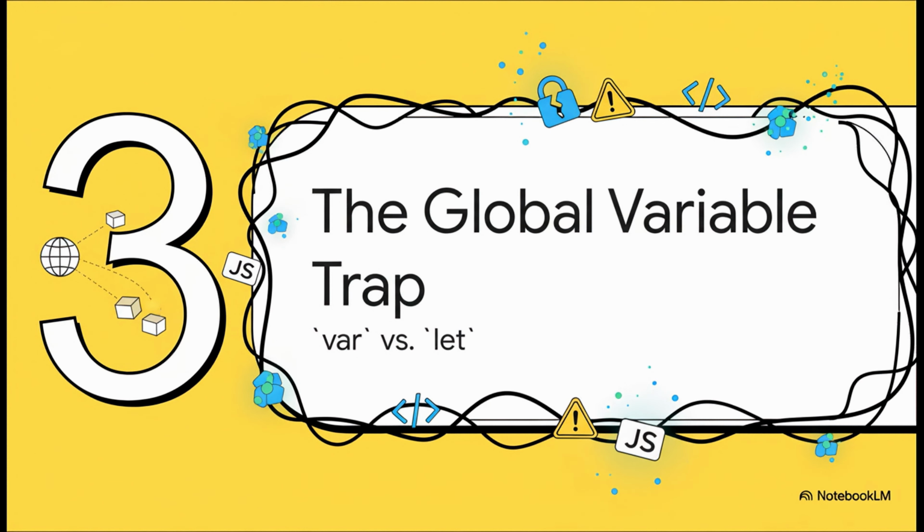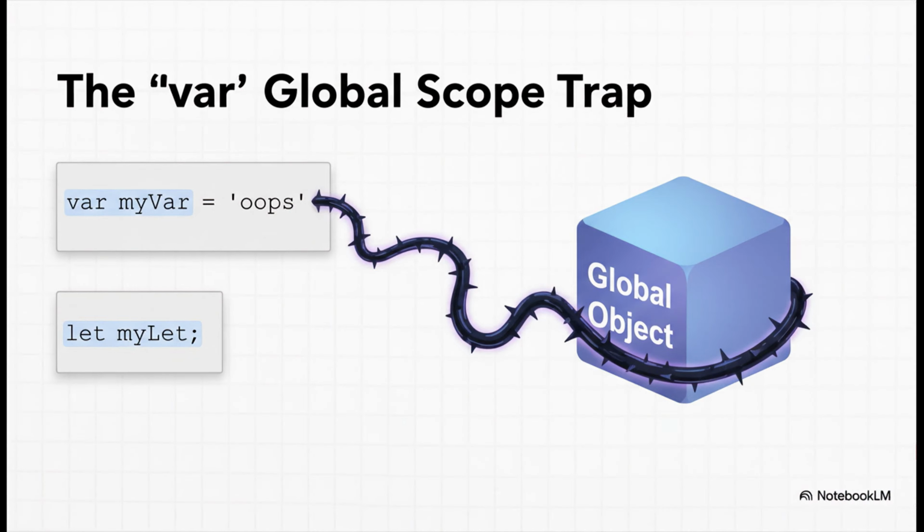All right, now that we know what the global object is, we need to talk about a very, very common pitfall. This is something that trips up developers all the time. I'm talking about the global variable trap. Okay, so here's the trap. When you're in the main part of your script, what we call the global scope, and you declare a variable with the old school var keyword, that variable gets attached as a property directly onto the global object. And this, my friends, can lead to some really nasty, hard to find bugs.